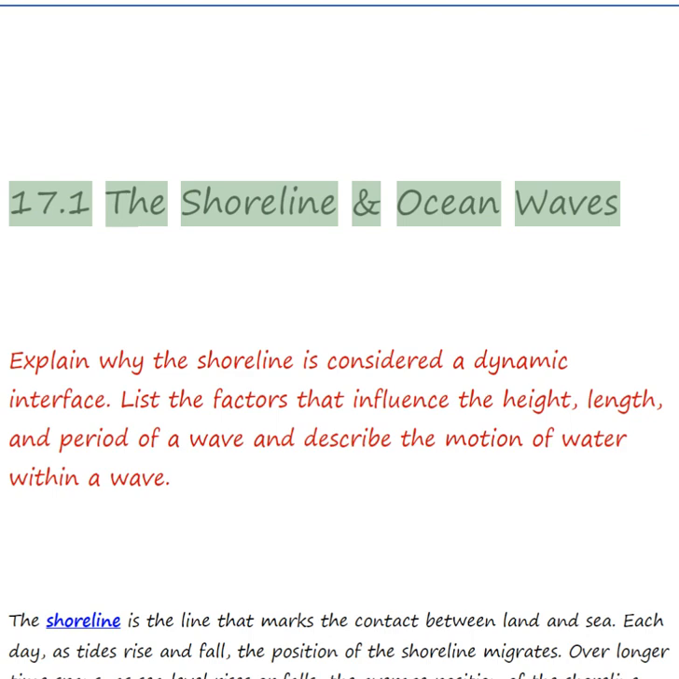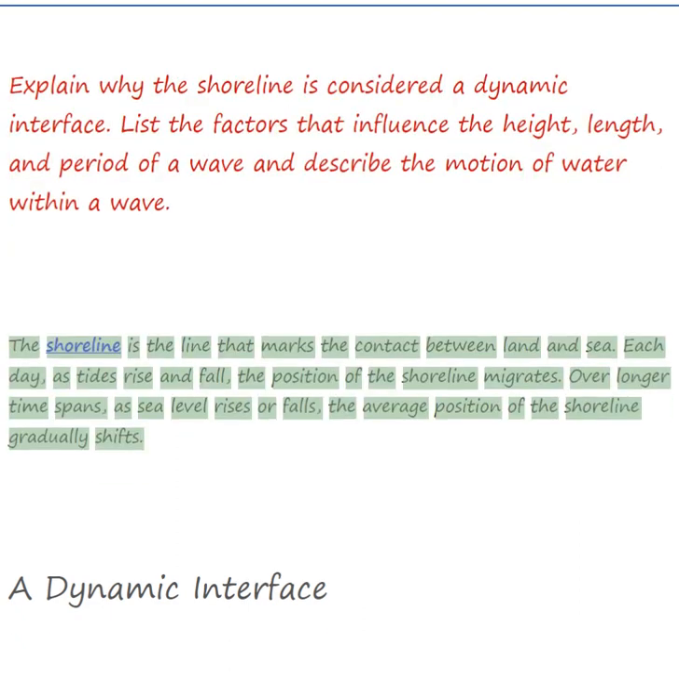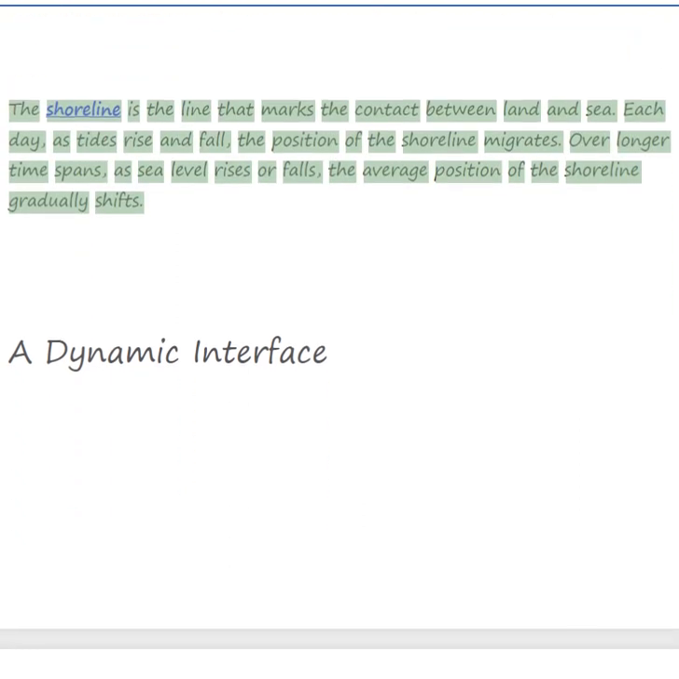17.1 The shoreline and ocean waves. Explain why the shoreline is considered a dynamic interface. List the factors that influence the height, length, and period of a wave and describe the motion of water within a wave. The shoreline is the line that marks the contact between land and sea.